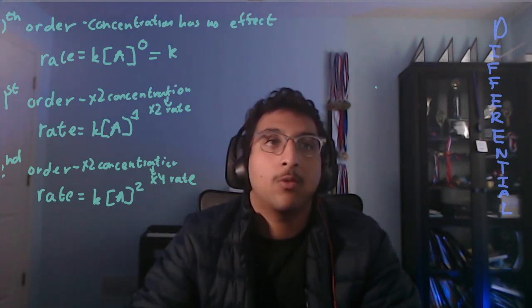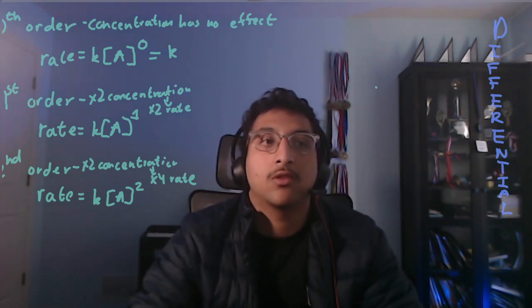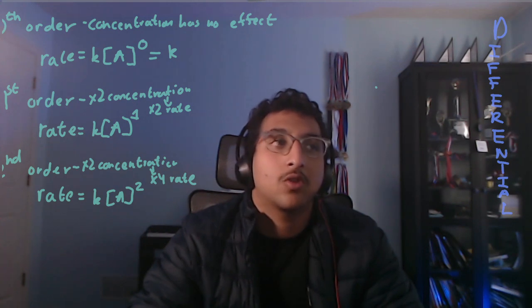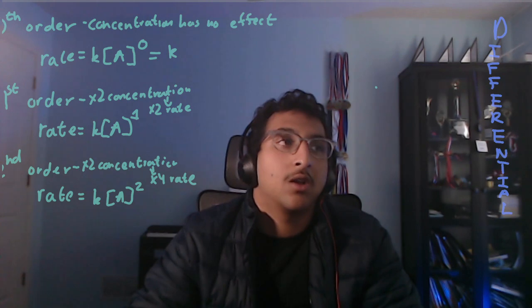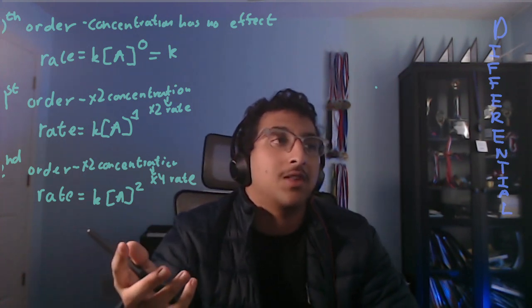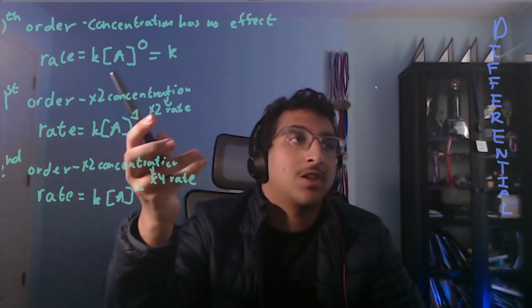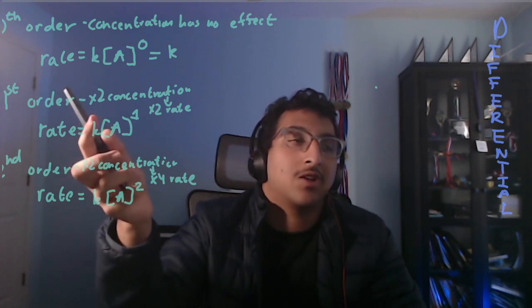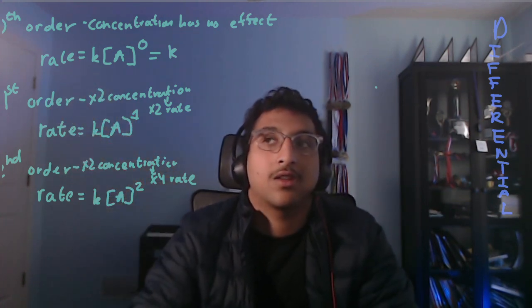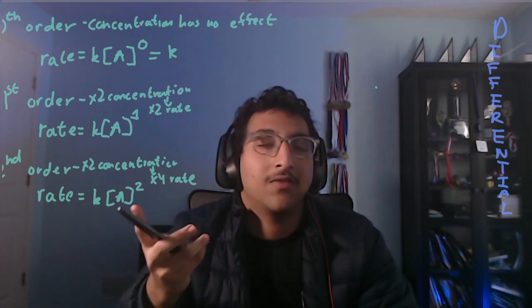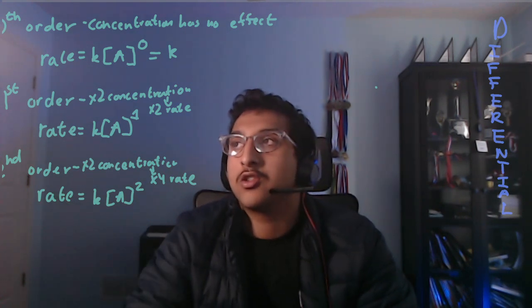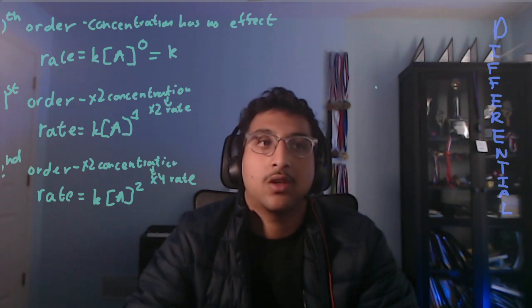But the problem is, what if we have a given time? Like, what if we want to find how much concentration is left 5 seconds after the reaction? Well, this equation doesn't really help. This just tells us how fast the concentration is disappearing at a given time. So that's why we need to turn to integrated rate laws.